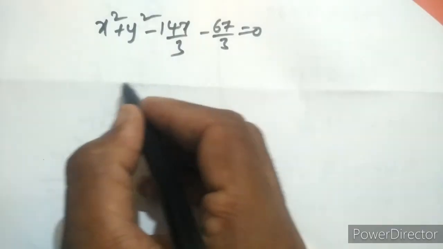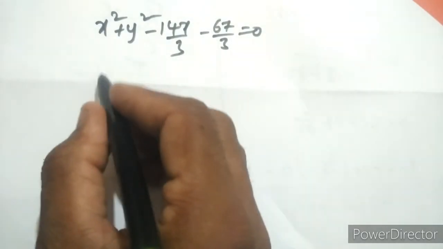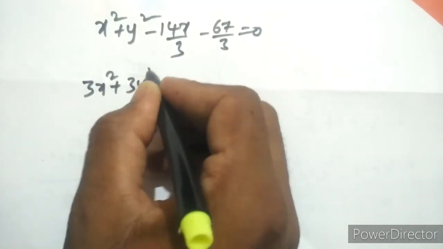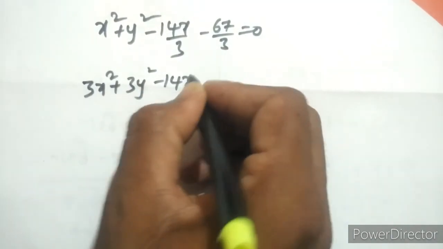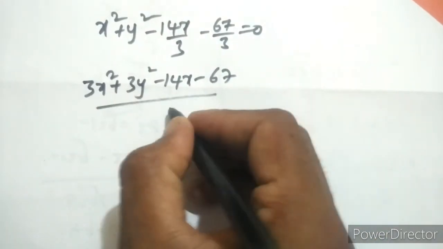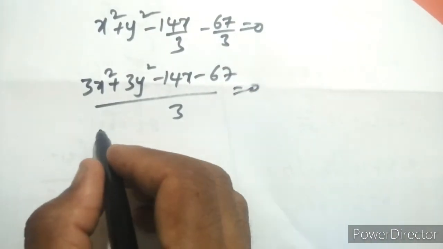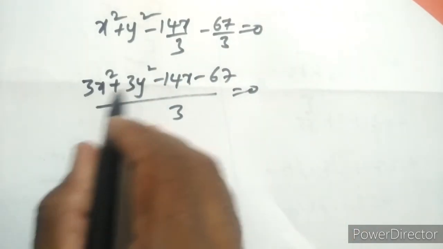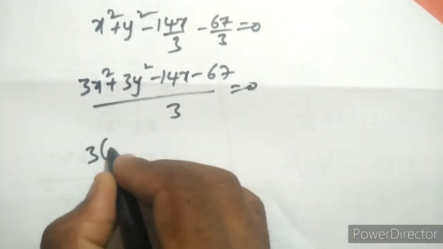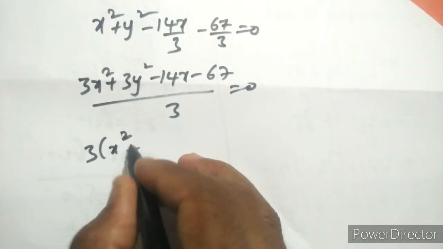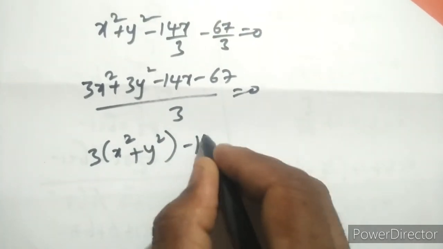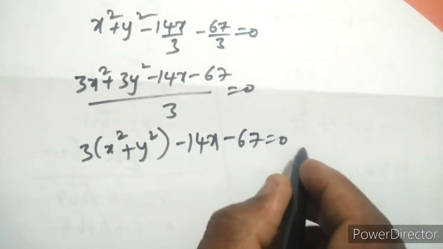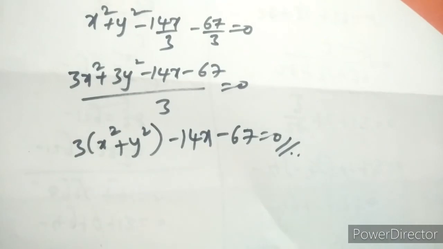Doing the LCM, cross multiplication, we get 3x square plus 3y square minus 14x minus 67 is equal to 3 into 0, which becomes 0. Taking 3 common from the terms, 3 into x square plus y square minus 14x minus 67 is equal to 0. So this is the equation of the circle.